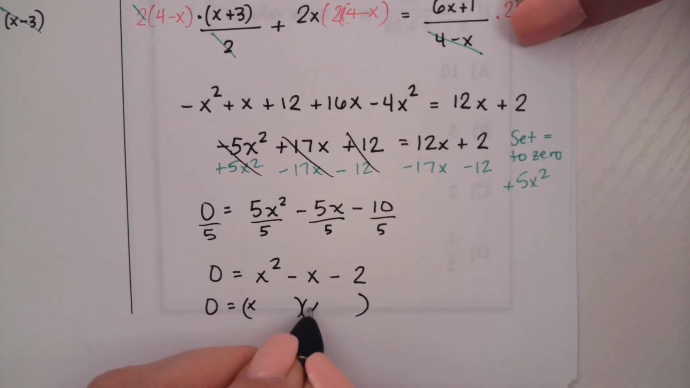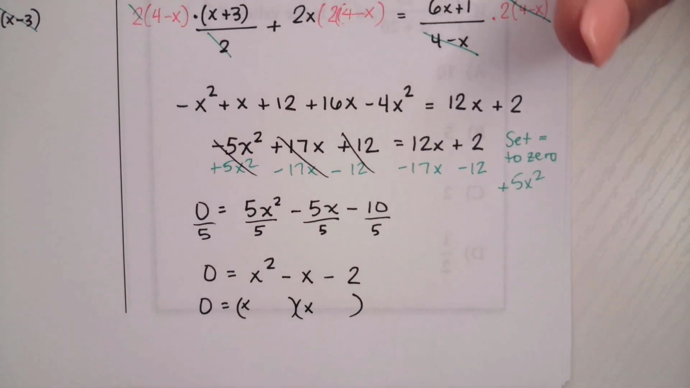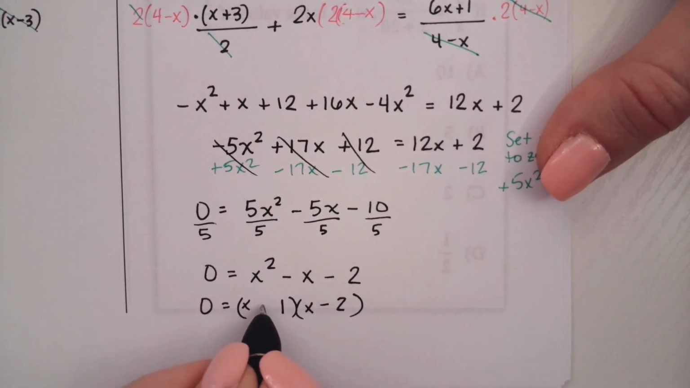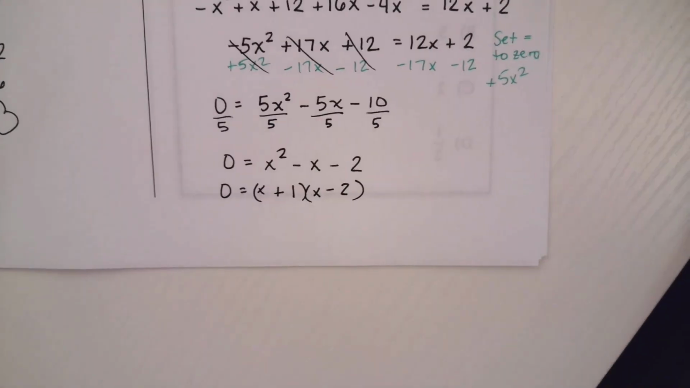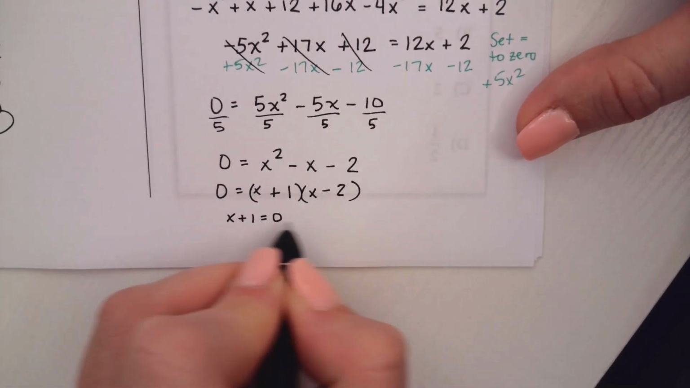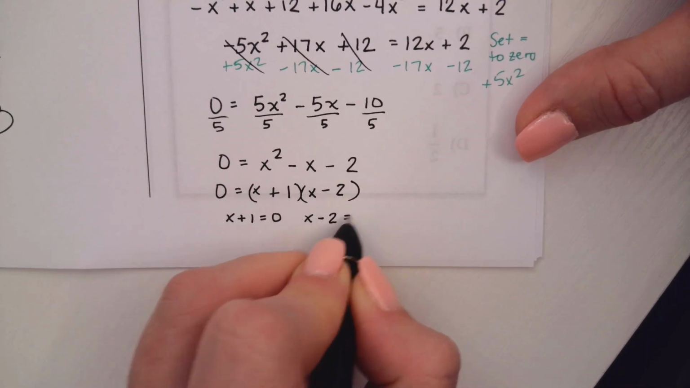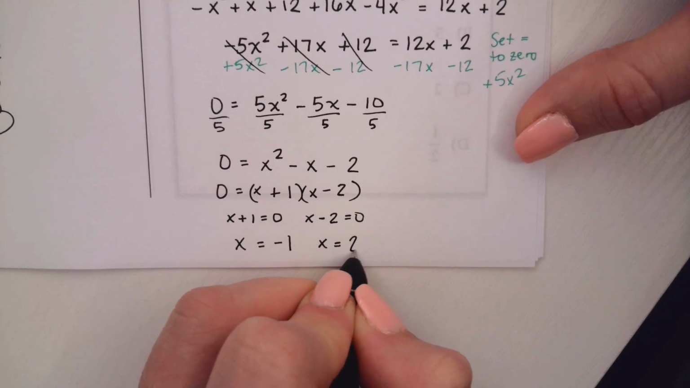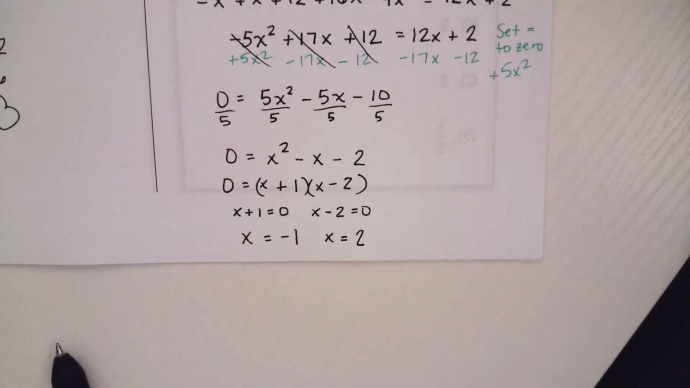Two numbers that multiply to negative 2 but add to negative 1. 2 and 1. Yep, the 2 has to be negative, the 1 has to be positive. So if we take each one, set it equal to 0, and solve it, we'll get x equals -1 and x equals 2.